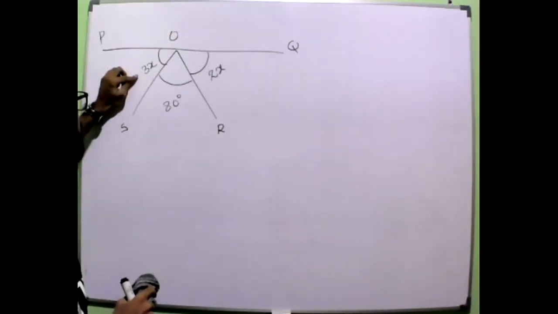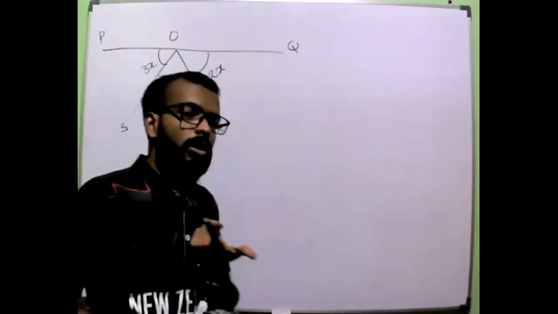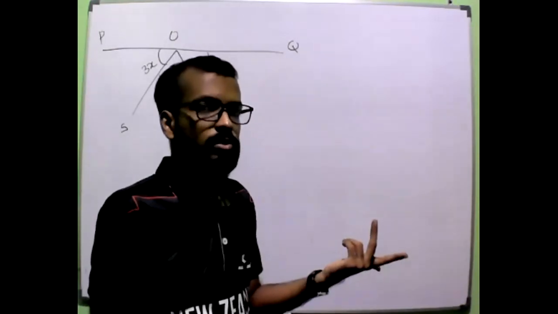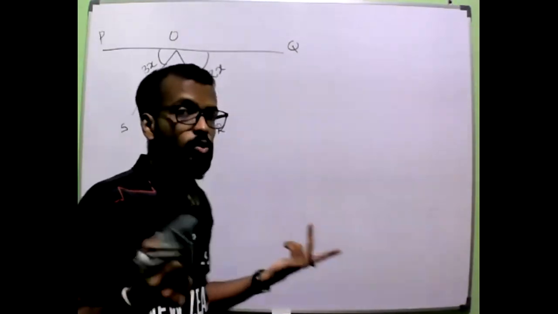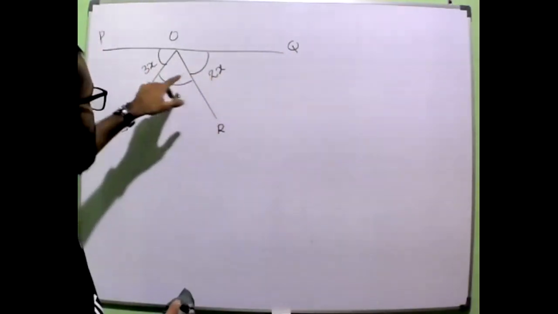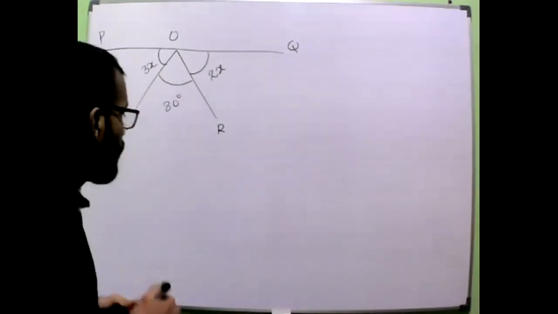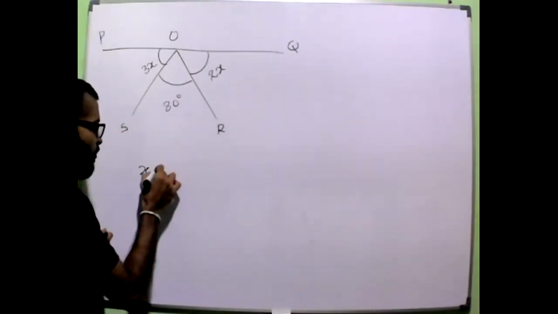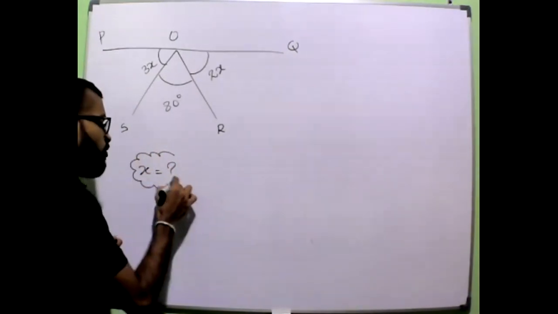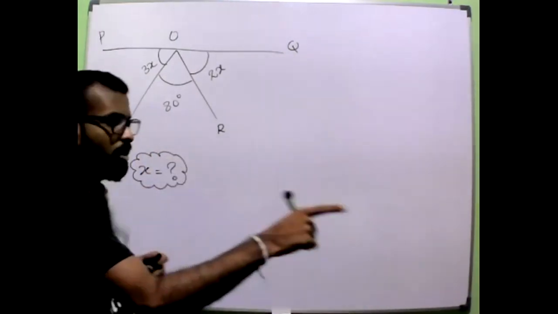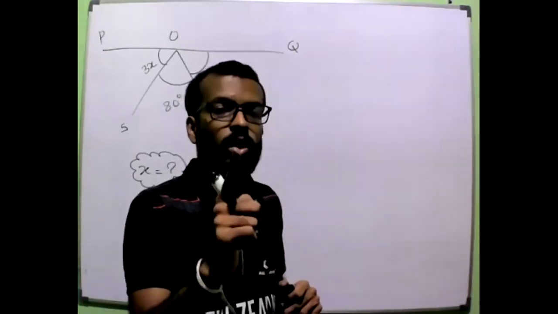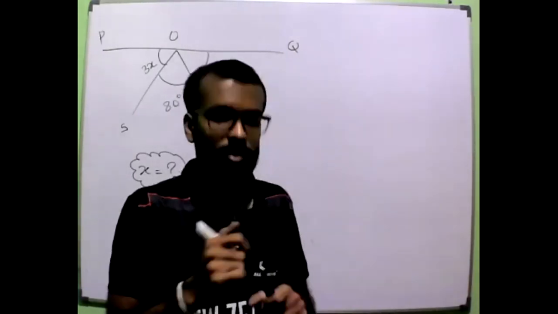POS is 3 times x. You cannot find 3x at once. First of all, you need to find what you don't know: x. You have to find x first. What is the value of x? If you find the value of x, giving answers for question 1 and question 2 is nothing.